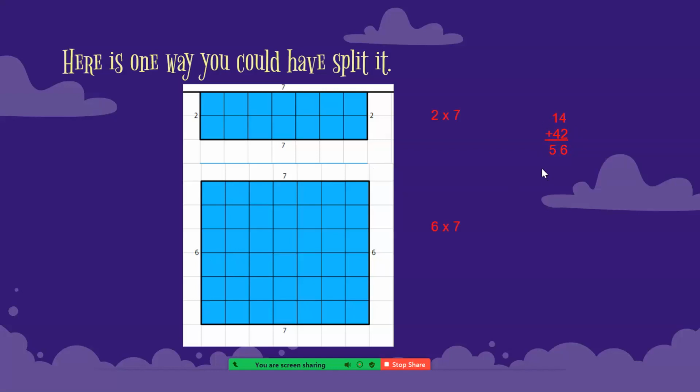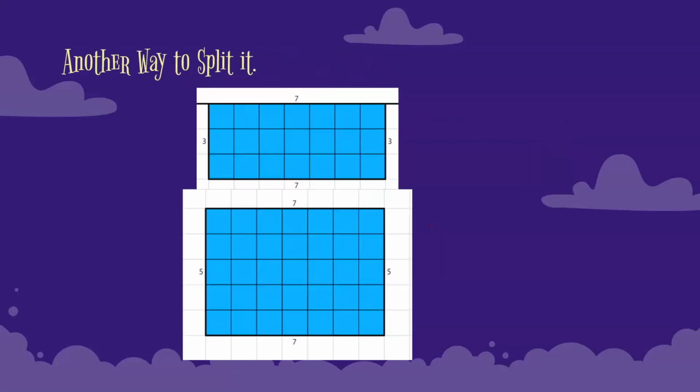That's one way. Can you think of another way you could split the array of 8 times 7 up into easier facts to help you know the answer of 8 times 7? Could you do 3 times 7 and 5 times 7?